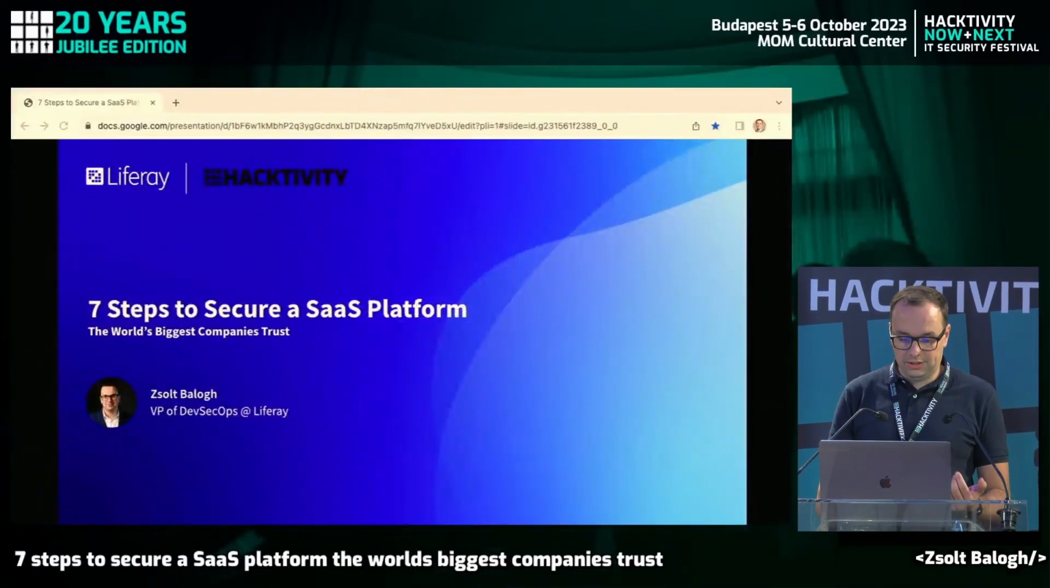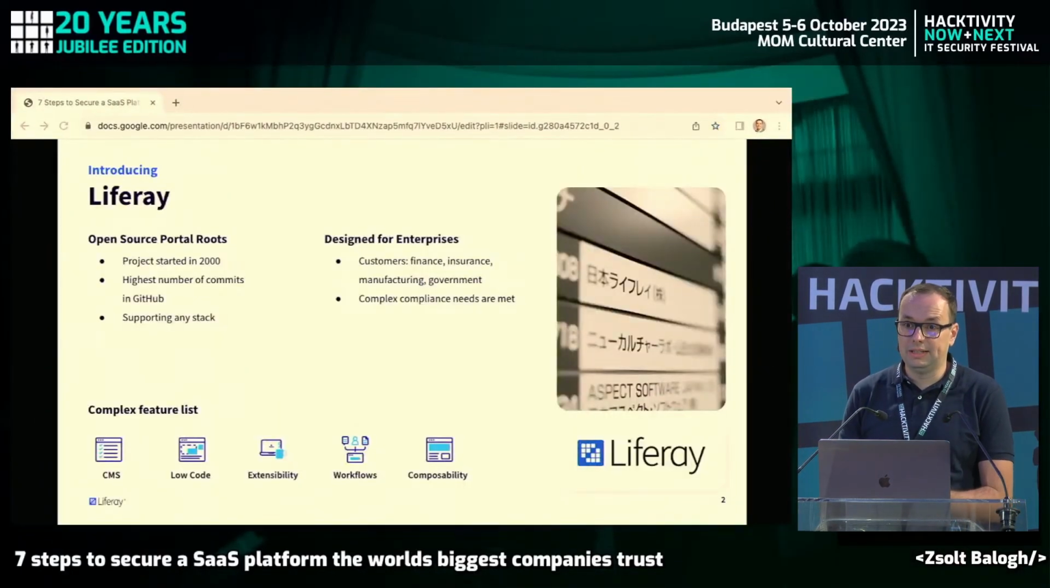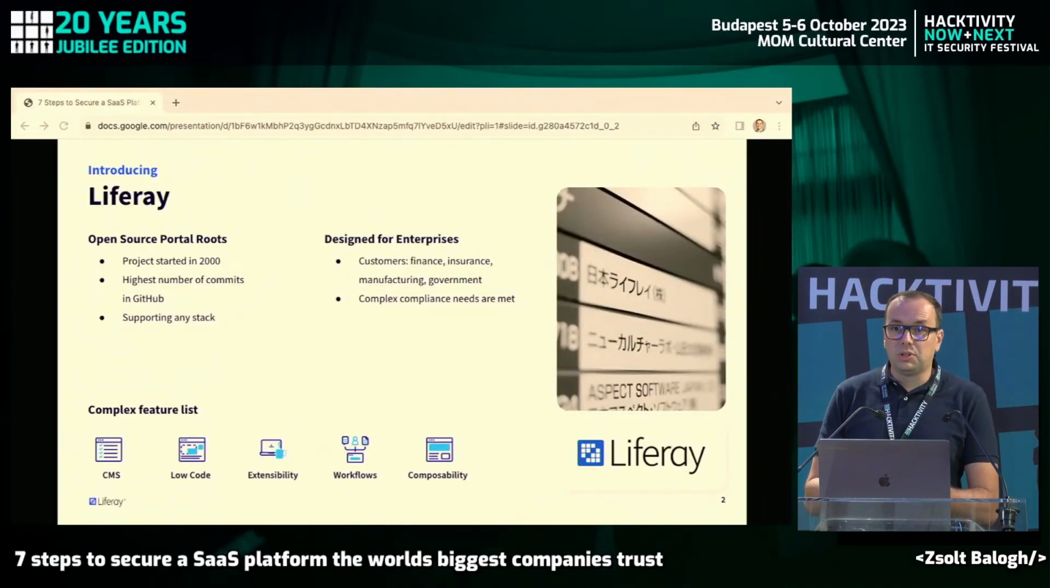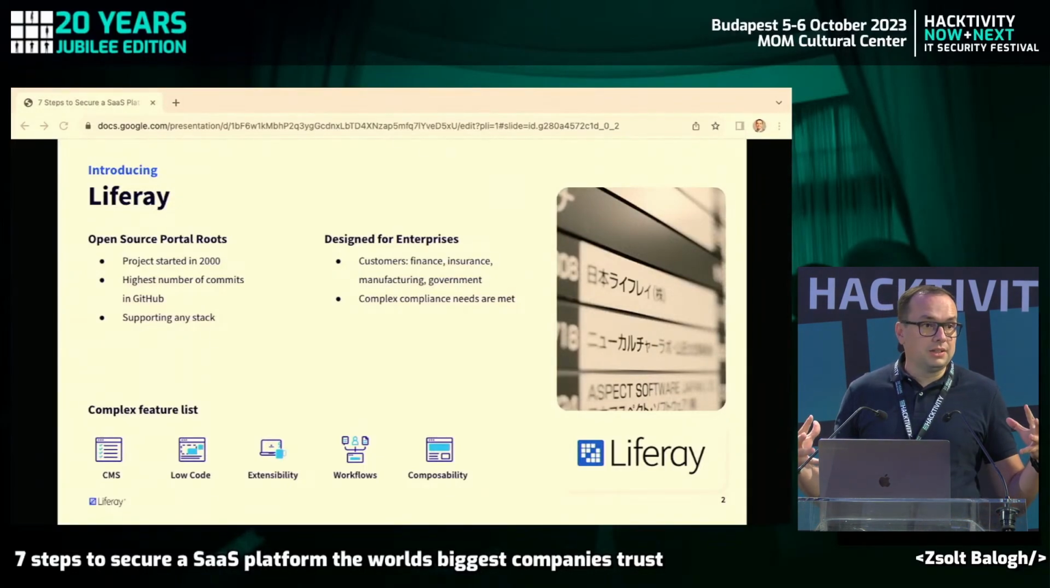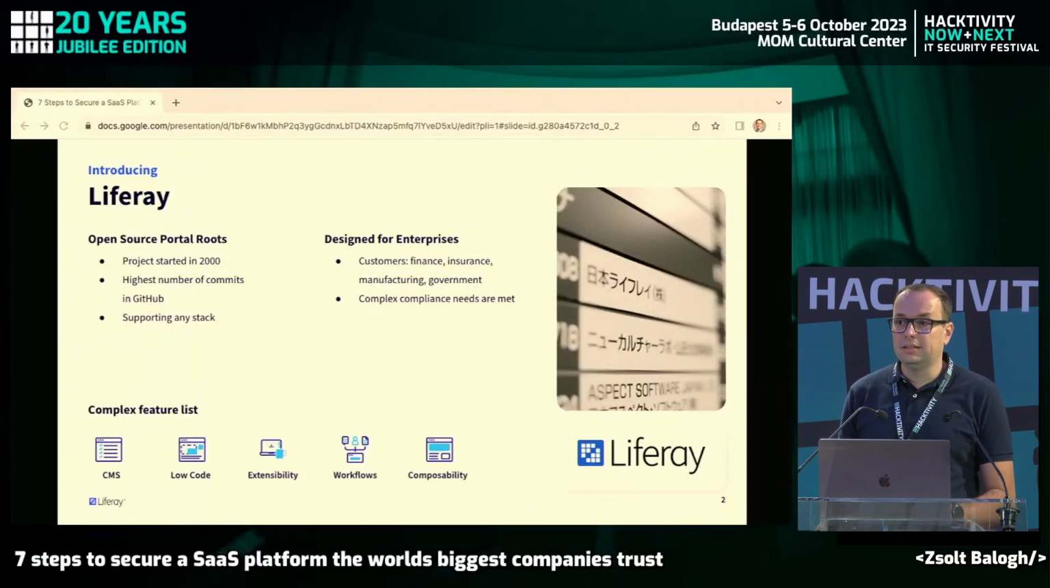Before getting started, you need to know a little bit more about Liferay, because you might not know Liferay well enough. Liferay is a project started in 2000. It started as an open source portal project. It's a huge project. You can imagine that we had, in several years, the highest number of commits on GitHub. So we have a lot of code. Our 7-zipped bundle is 900 megabytes big, zipped. So you can imagine that we have a lot of features.